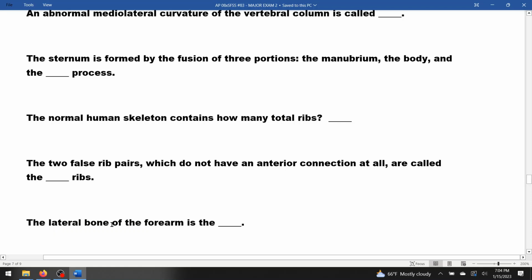The lateral bone of the forearm. Now remember, anatomical position, you got to hold your palms forward. So the lateral bone would be on the thumb side, and the one that's on the thumb side is the radius.